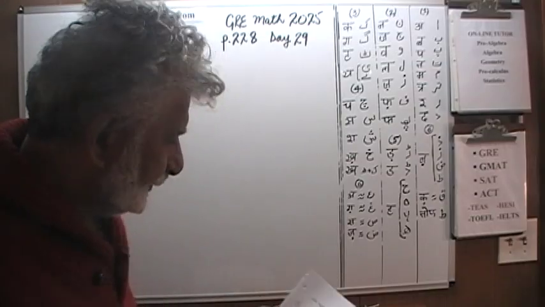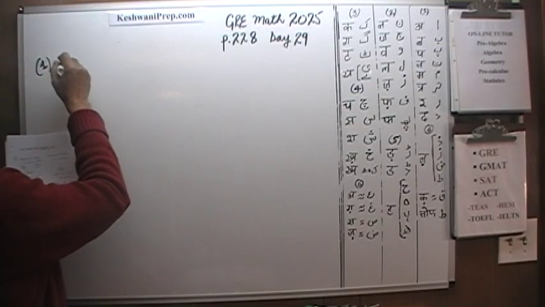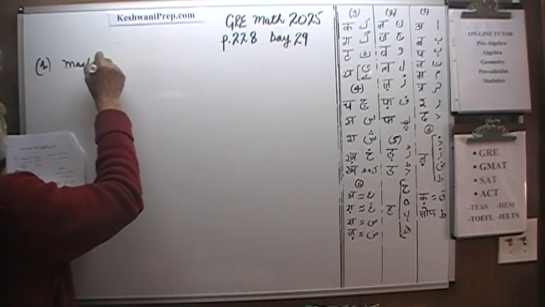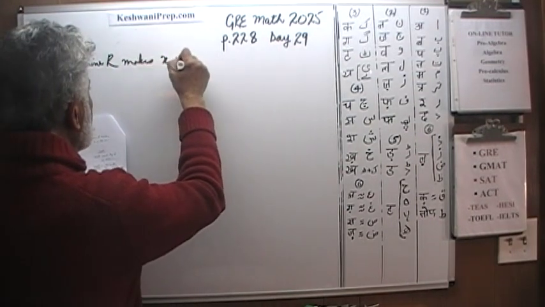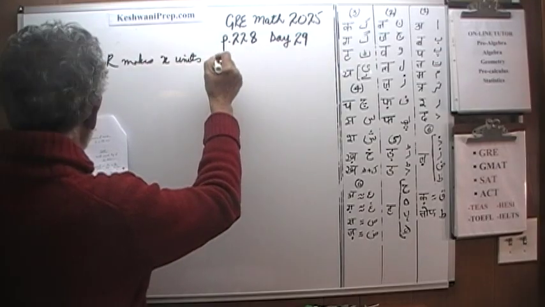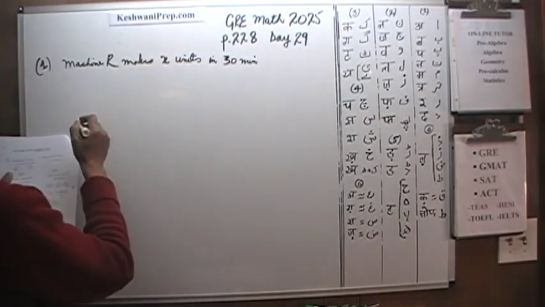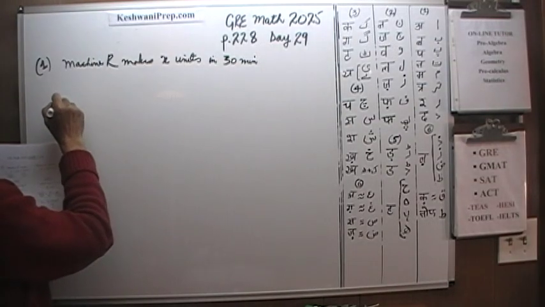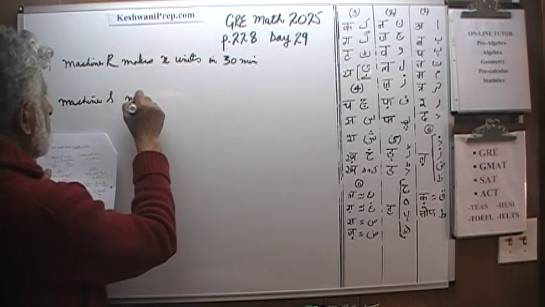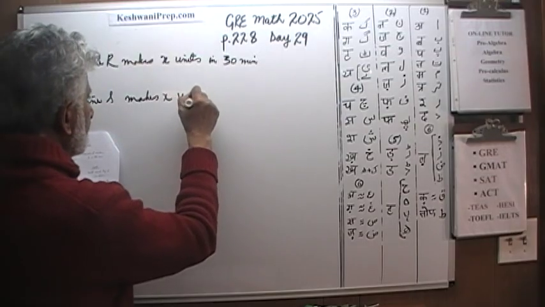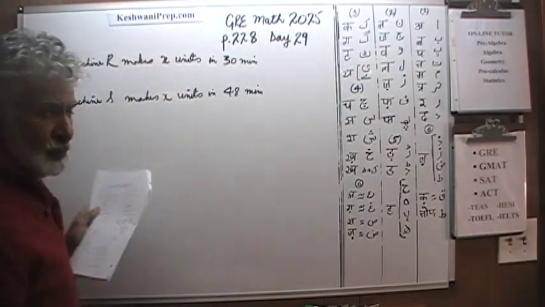Let's look at problem number 1. Problem number 1 says we are told that machine R makes X units in 30 minutes. We are further told that machine S makes the same X units in 48 minutes as opposed to 30 minutes.